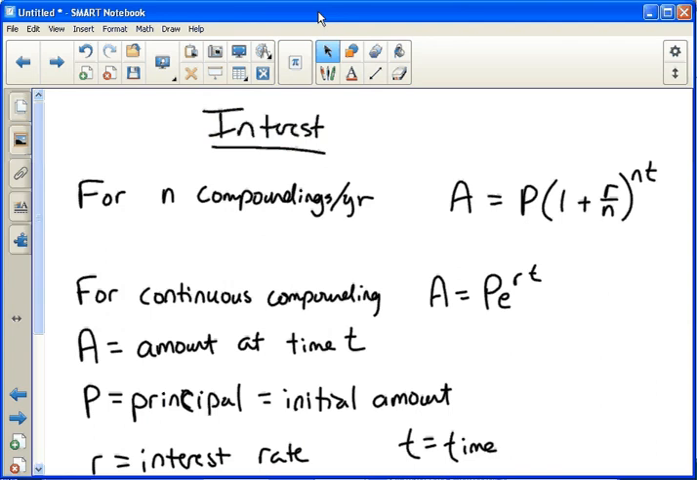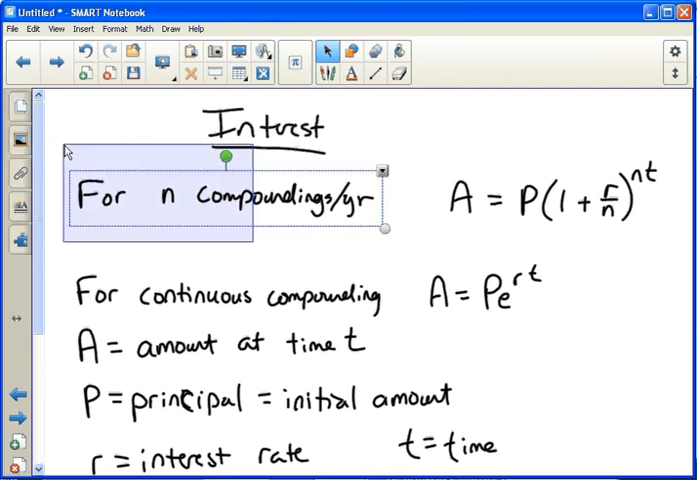Now that we've talked about world growth and population growth as an exponential model, let's switch gears and talk about interest, the interest that's earned on money. There are two different equations you have to know or use as far as interest is concerned.